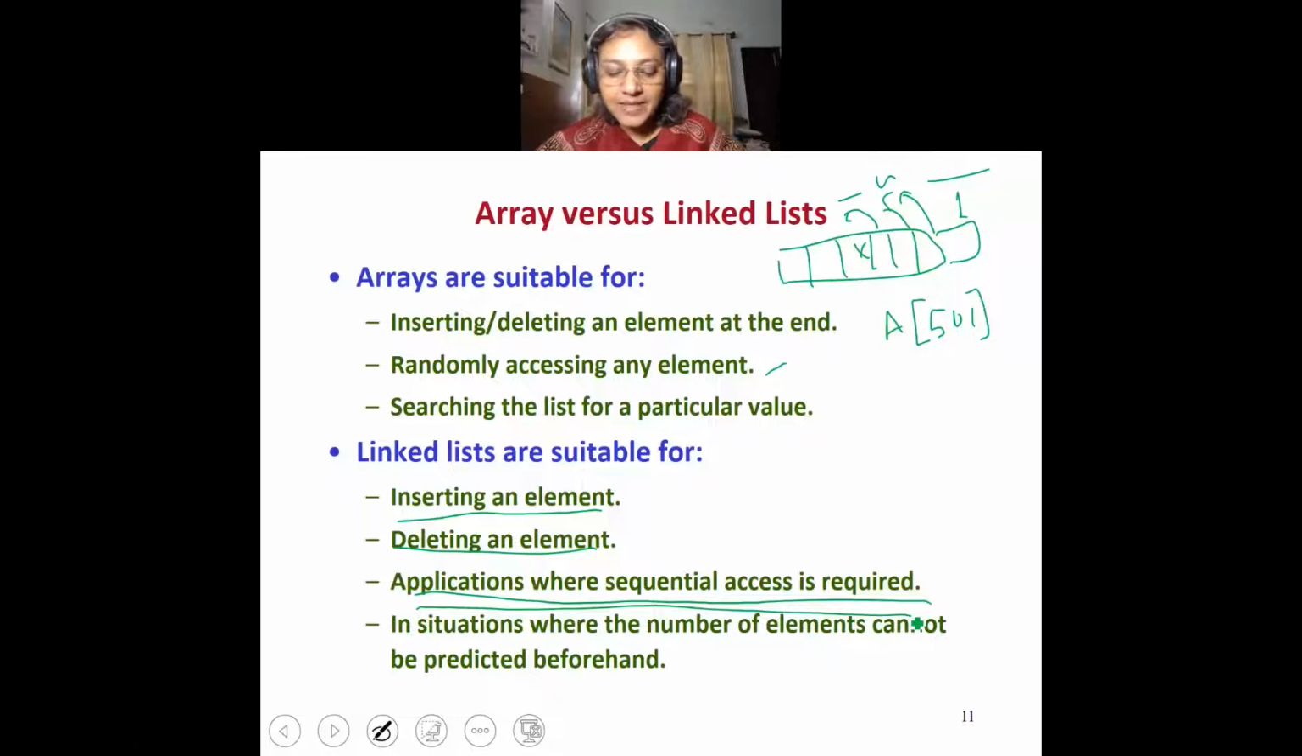And very importantly, linked lists are used where the number of elements cannot be predicted beforehand. In those conditions, we prefer to have a linked list, because if you use an array, we have to pre-allocate memory for that array.